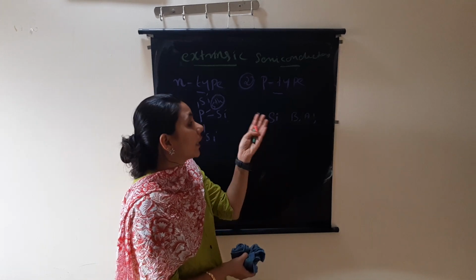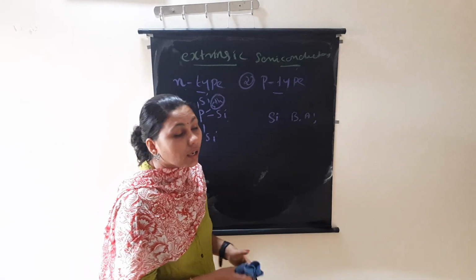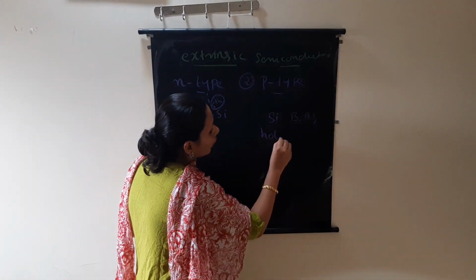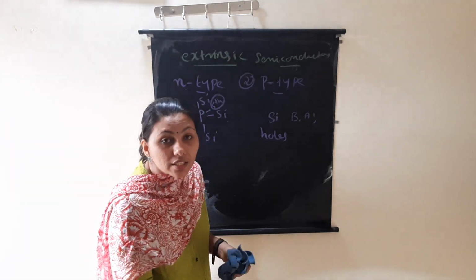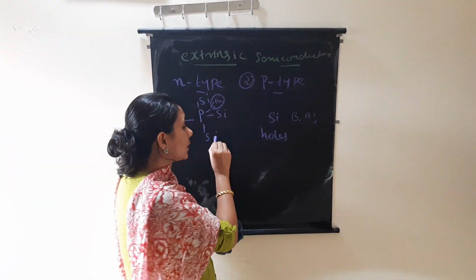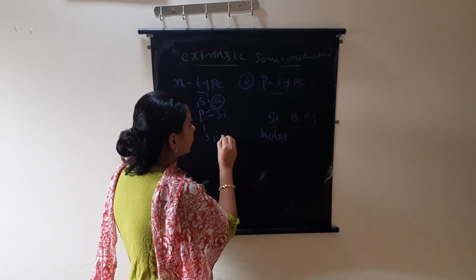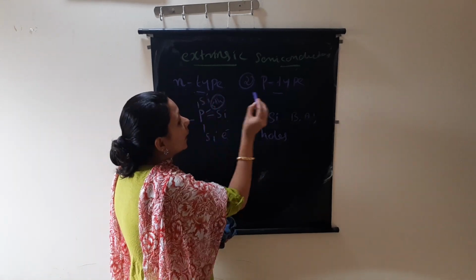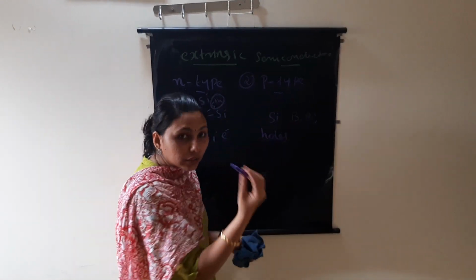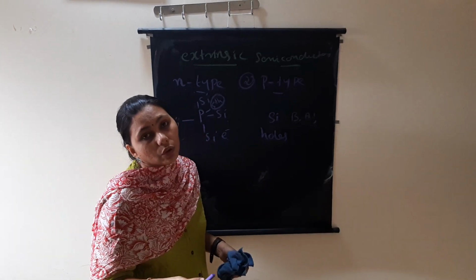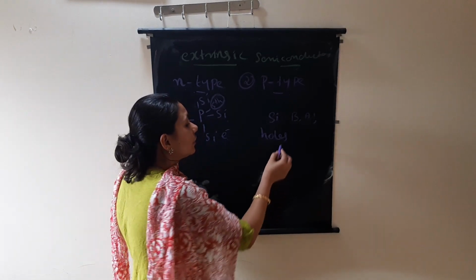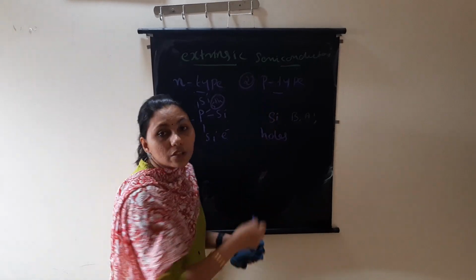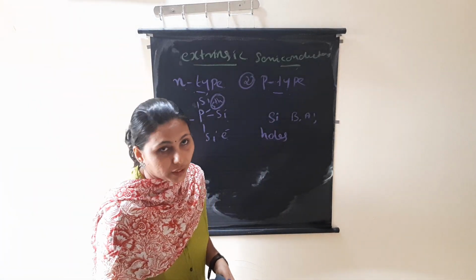In this case, the conductivity is due to the movement of positively charged holes. Positively charged holes. Here it is negatively charged electrons, that is why it is known as N-type. Here P-type means the conductivity is due to the presence of which one? The positively charged holes. That is why it is known as a P-type semiconductor.